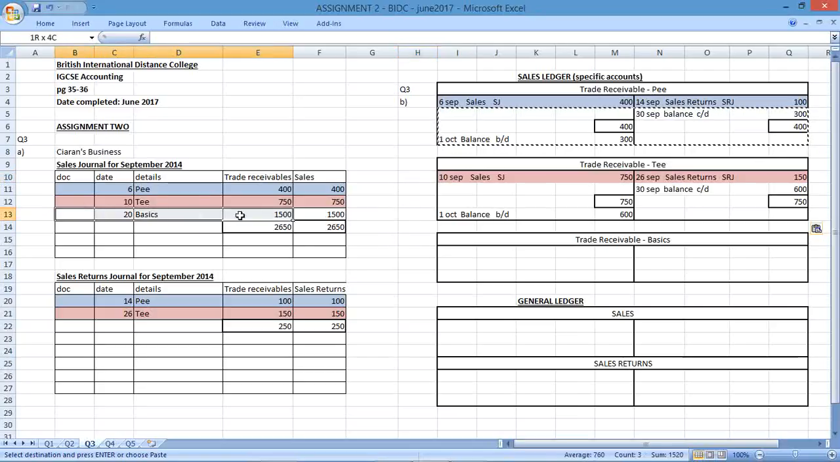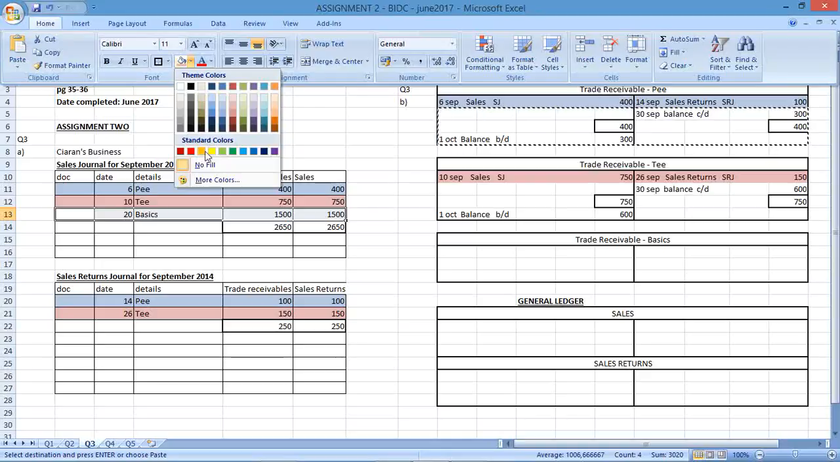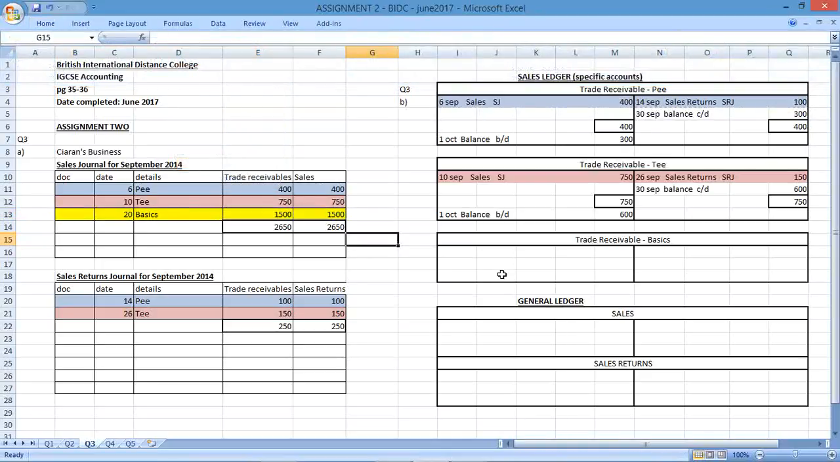Then my last account is for basics. Basics only purchase from us, so they're only going to have one amount here, 1,500, for an amount that they've bought from us on the 20th of September. So on the 20th of September, we've sold goods, so they've bought from us. So on their account, they're owing us, they're a debtor. So there'll be a debit here from the sales journal of 1,500.